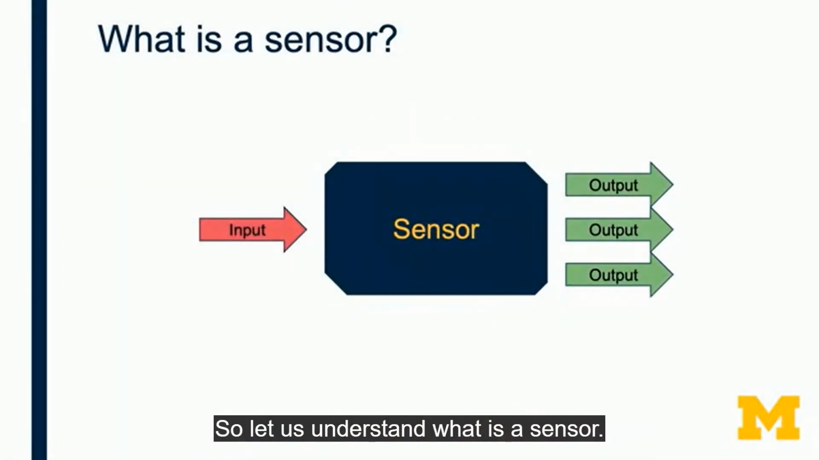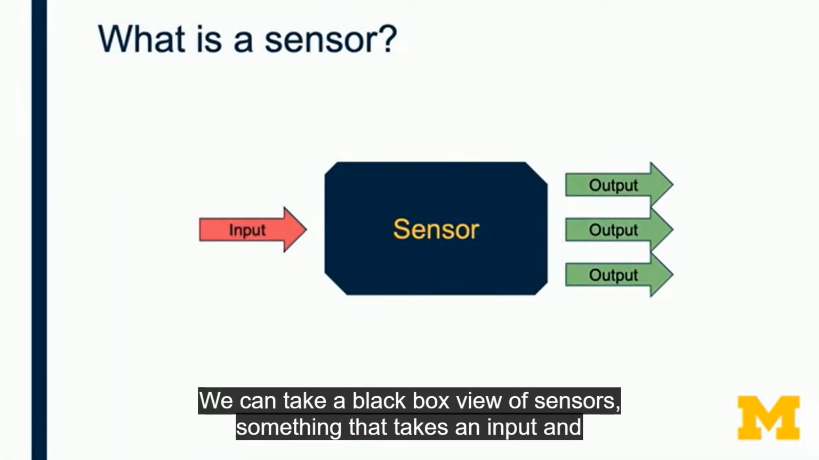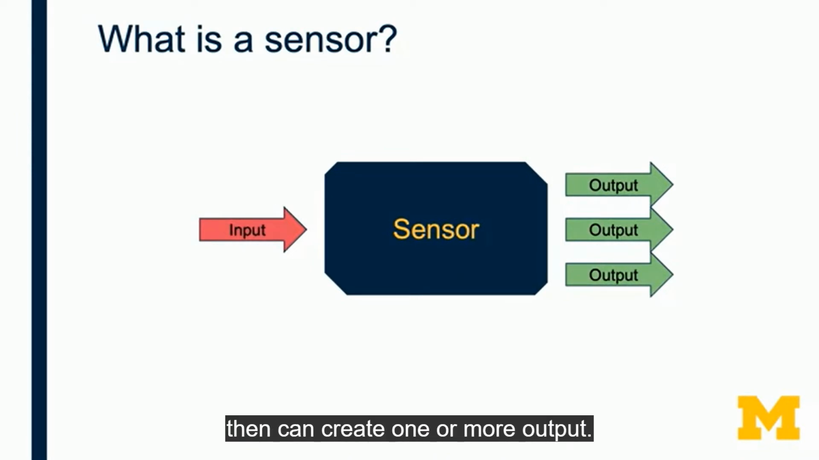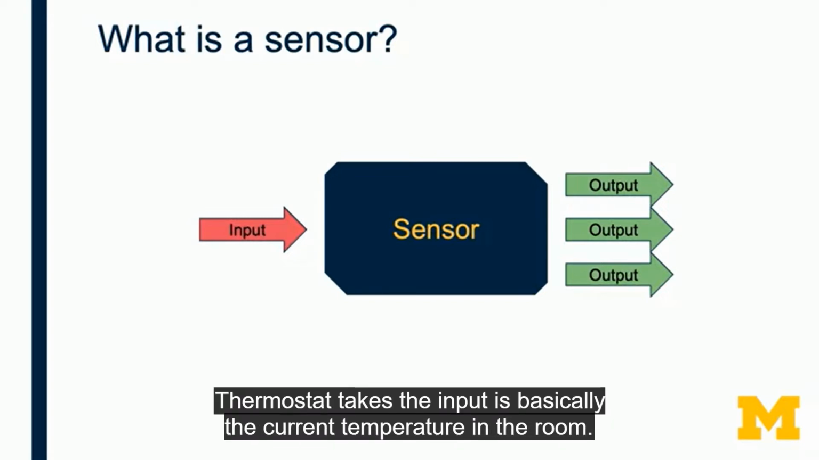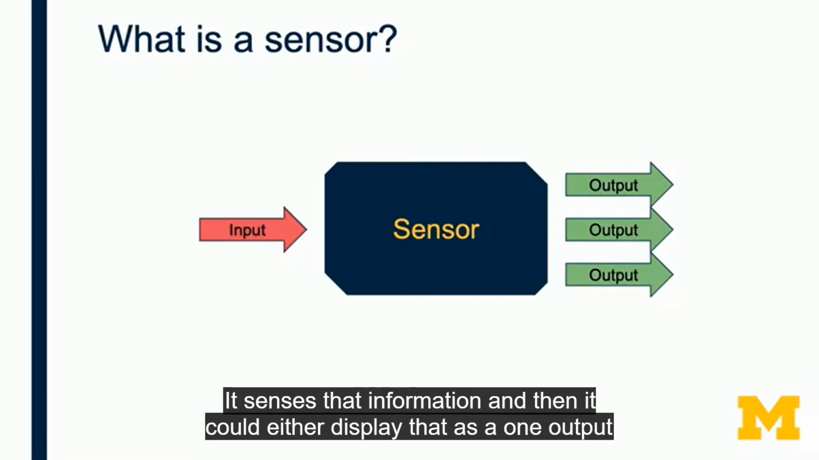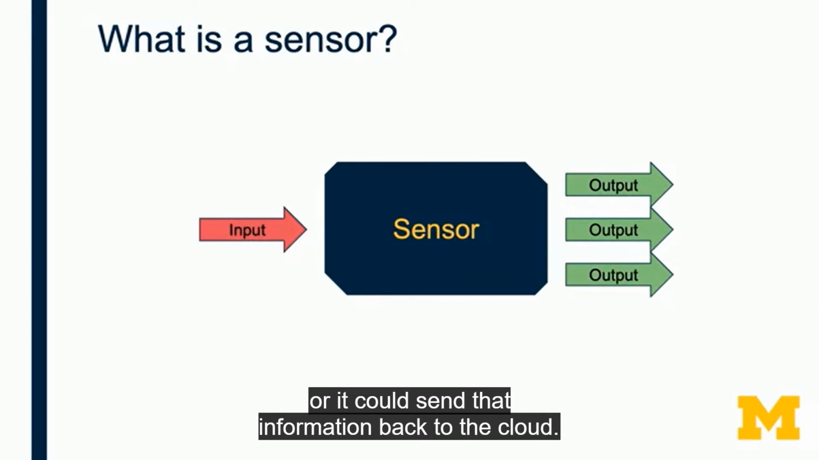We can take a black box view of a sensor. It's something that takes an input and then can create one or more outputs. For example, we talked about the thermostat. The input is basically the current temperature in the room. It senses that information, and then it could either display that as one output, or it could send that information back to the cloud. So those are a couple of outputs.